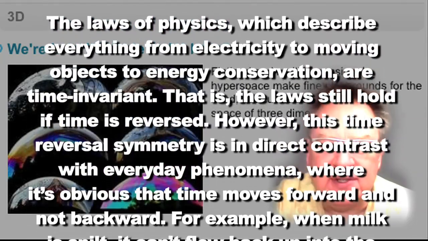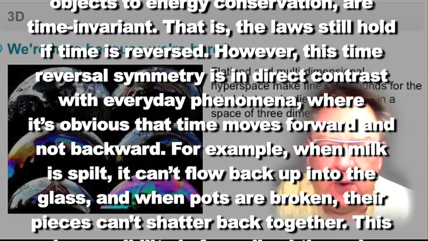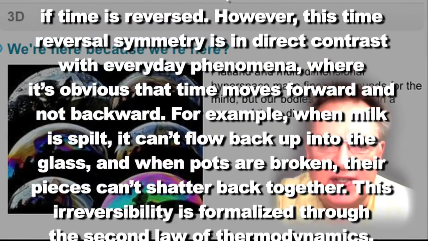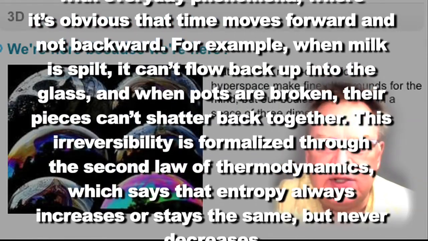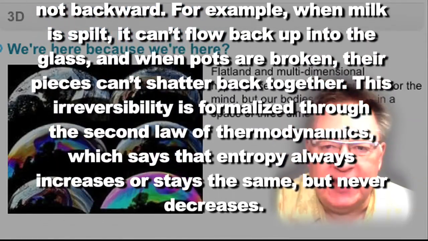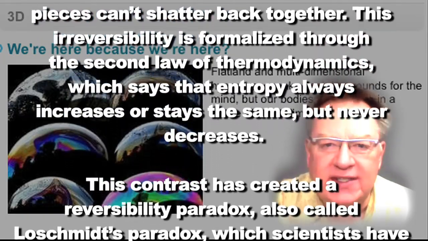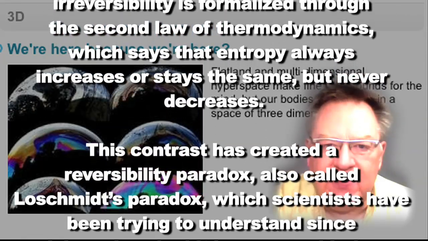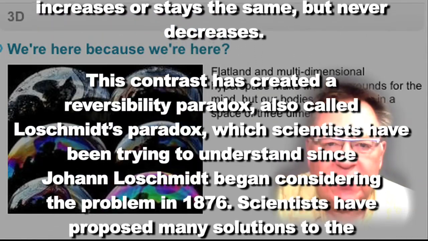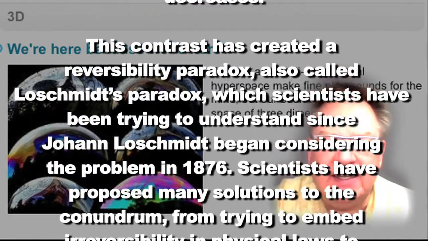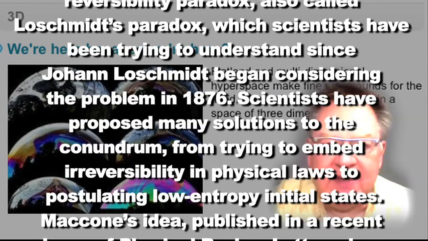However, this time reversal symmetry is in direct contrast with everyday phenomena, where it's obvious that time moves forward and not backward. For example, when milk is spilt, it can't flow back up into the glass. And when pots are broken, their pieces can't shatter back together. This irreversibility is formalized through the second law of thermodynamics, which says that entropy always increases or stays the same, but never decreases. This contrast has created a reversibility paradox, also called Loschmidt's paradox, which scientists have been trying to understand since Johann Loschmidt began considering the problem in 1876.